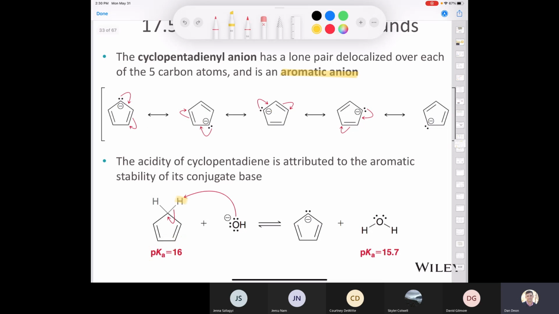Why is it so low? And this would be a good quiz question. The reason why it's so low is because once you deprotonate it, you go from something that is non-aromatic to something that is aromatic. And it has greater stability.